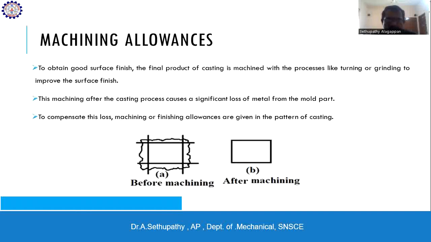Then machining allowances. After the casting process, the surface will be very rough. It will go through the machining process, so we give some allowance of metal on the casting. That is called the machining allowance.